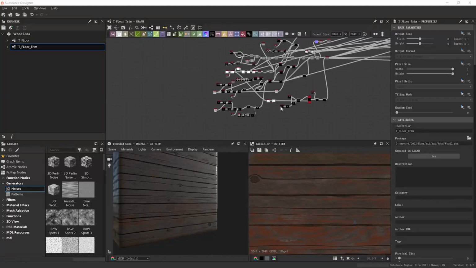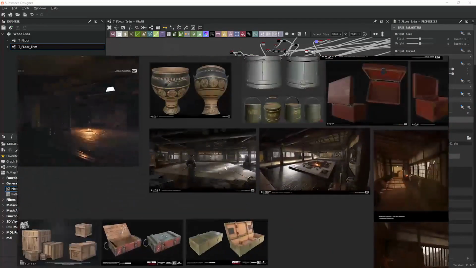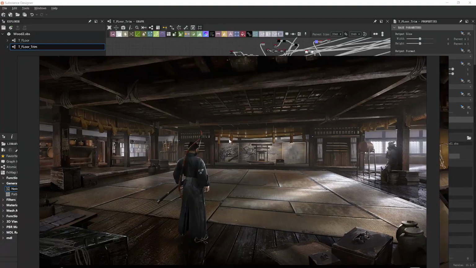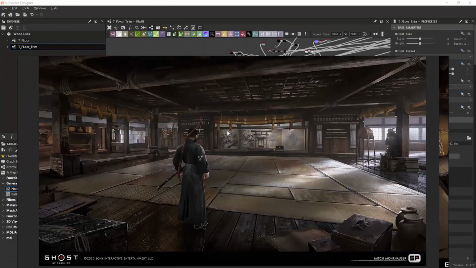We'll start creating trimming textures. For this wood trimming texture, let's look at the concept art. Let's analyze the concept art. Let's determine which areas require trimming textures.